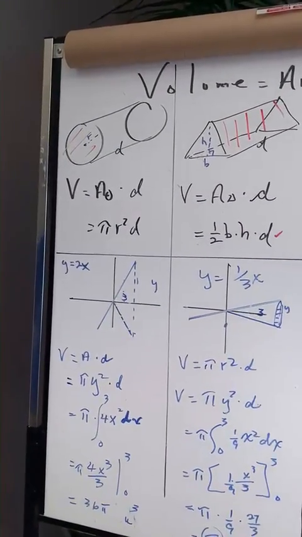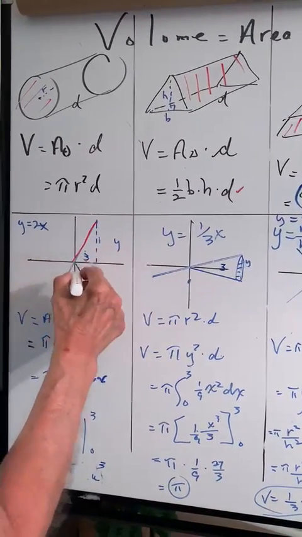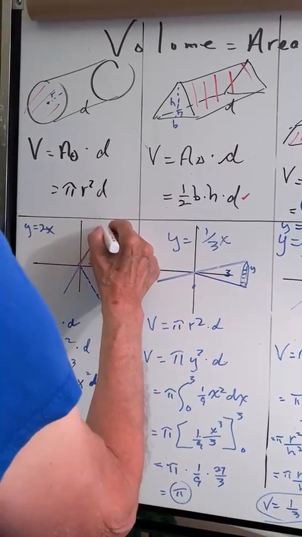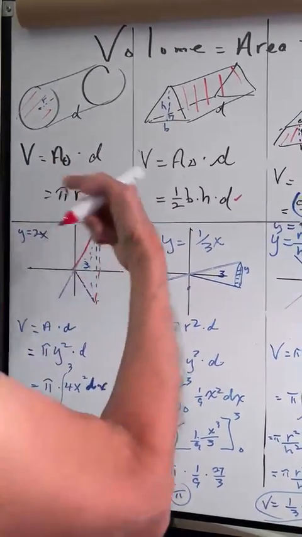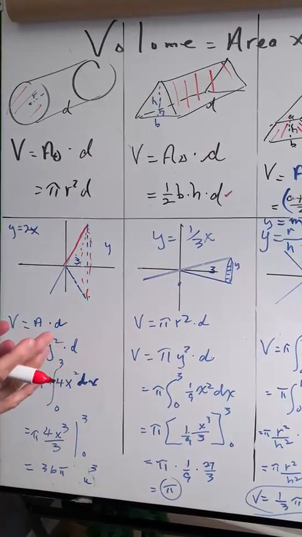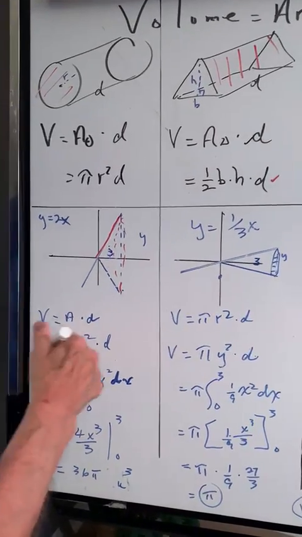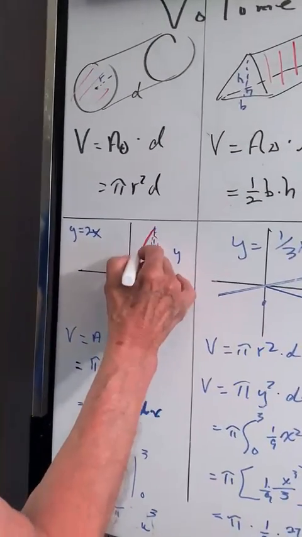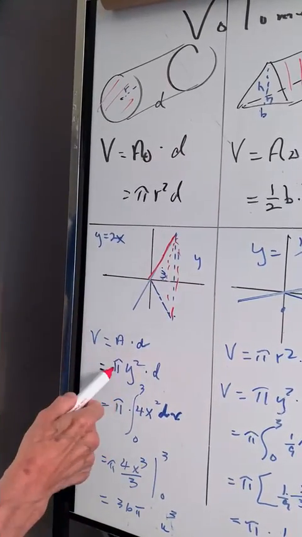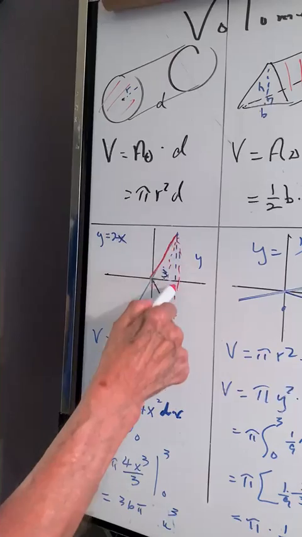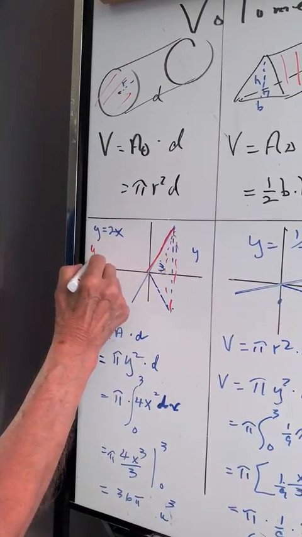This is different over here. I have a line, y is 2x. Now, if I take this and rotate it like this, I'll have a cone. So when you look at this, it's going to be the area times a certain distance; I have slices going along the distance, and my distance is this way. And the area is going to be pi y squared dx. But y squared has to go like this.